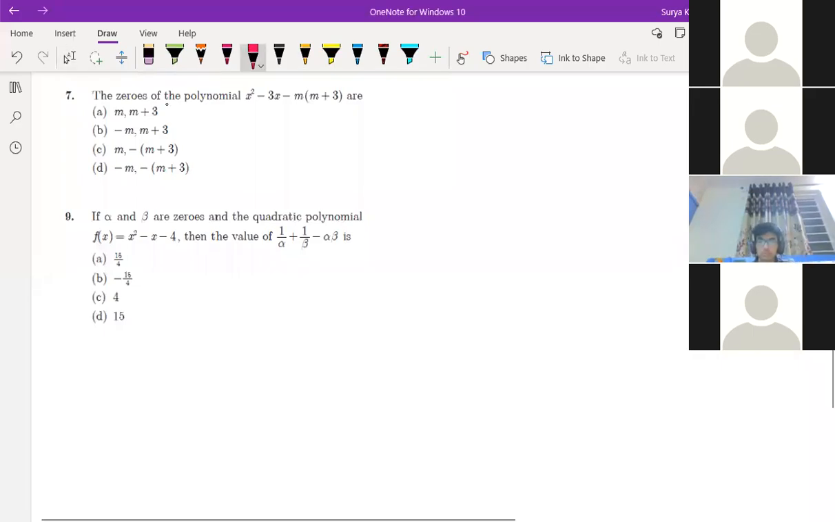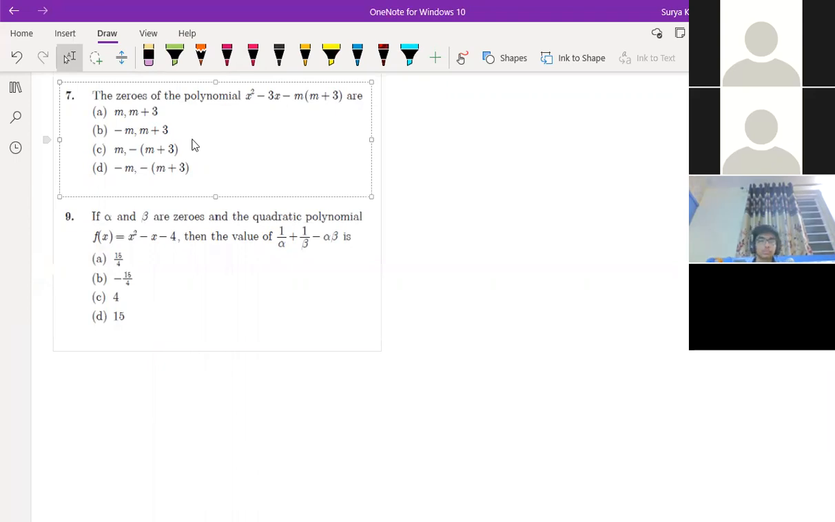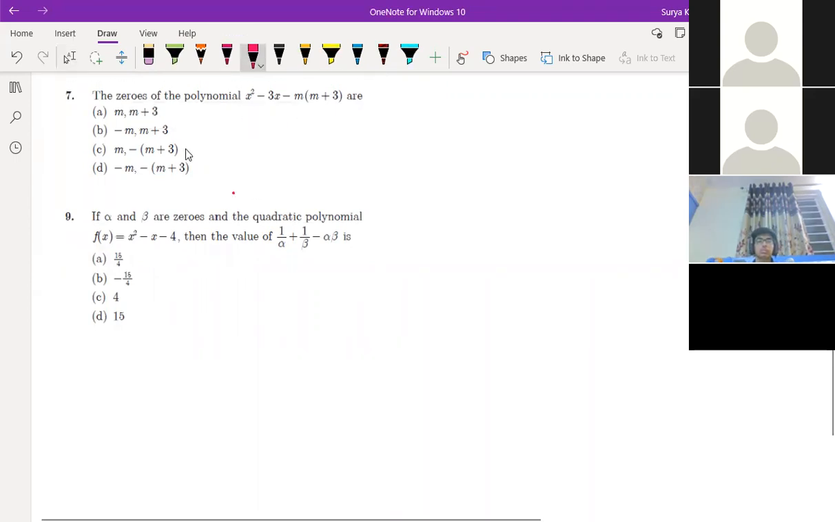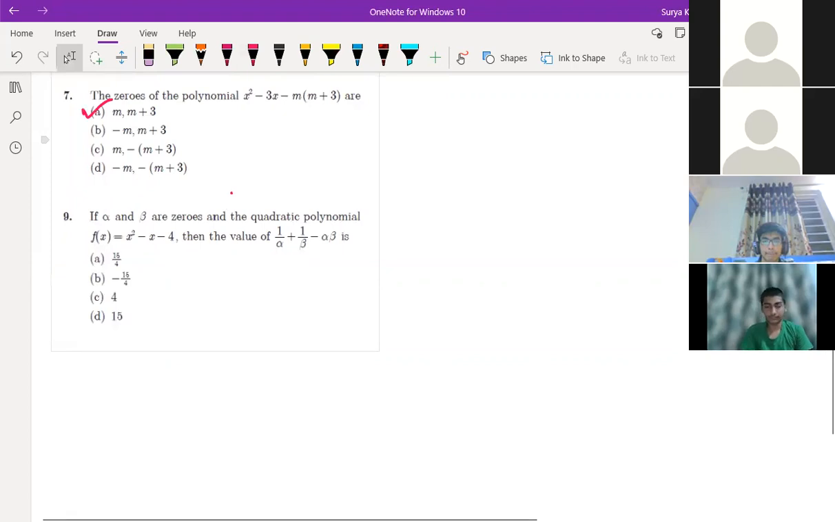So seventh question, how have you done it, Praharshan? I substituted the value m in place of x and I got 0. Achha, directly you can do that, right? Yes. Okay, fine. So Rasul, you are also getting the first answer only? Sir, can you explain the seventh one?